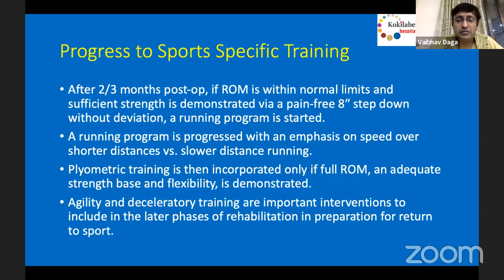The running program is progressed with an emphasis on speed over shorter distances rather than slower, long-distance running. Plyometric training is then incorporated only if full range of motion, an adequate strength base, and flexibility are demonstrated. Agility and deceleration training are important interventions to include in the later phases of rehabilitation in preparation for the return to sport.